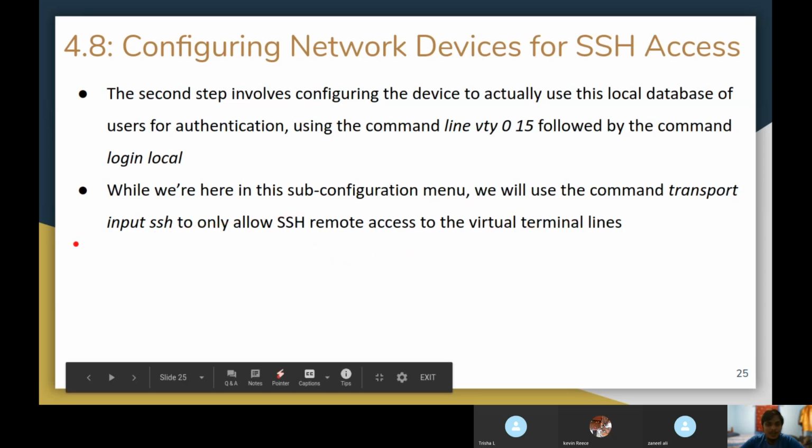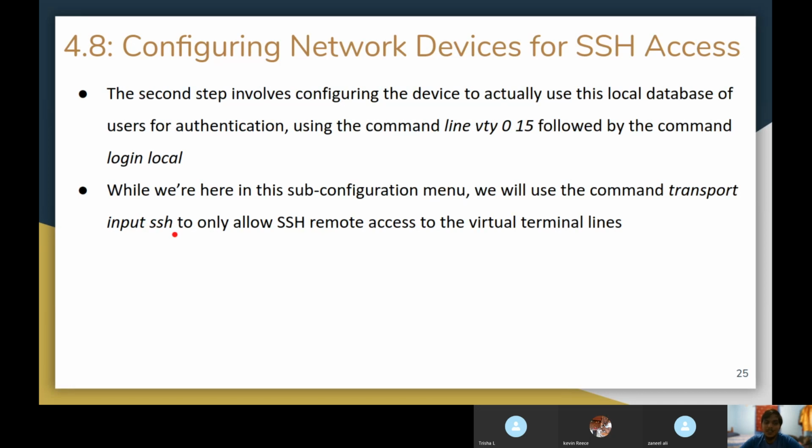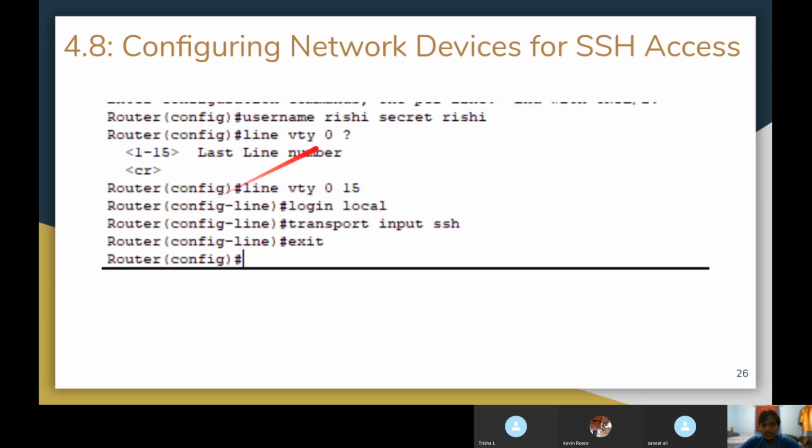So transport input, and then if you put a question mark after here, you'll see usually you have a bunch of options, right? Telnet and SSH will be included in that. If we want to say we only want to allow SSH, then we put transport input SSH, and it only allows SSH. So there's the configs here.